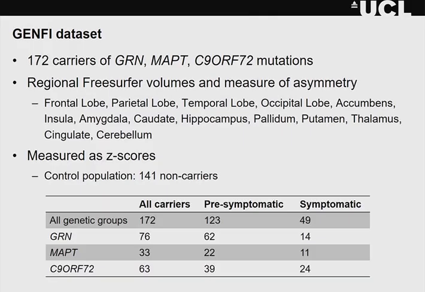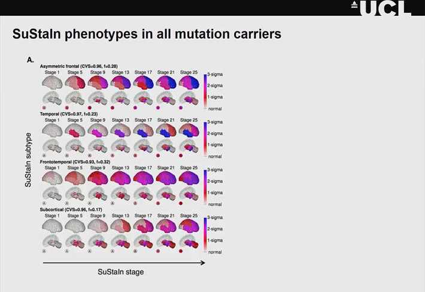So we use data from the GENFI dataset, with data coming from 172 carriers of mutations in progranulin, MAPT, and C9orf72. The biomarkers used in the model were regional FreeSurfer volumes, as well as a measure of asymmetry. We measured these volumes as Z-scores relative to a control population of 141 individuals that didn't carry any of the mutations. Fitting the model to data from all mutation carriers without providing any information about the different mutation types, we find that there are 4 different phenotypes in the data set.